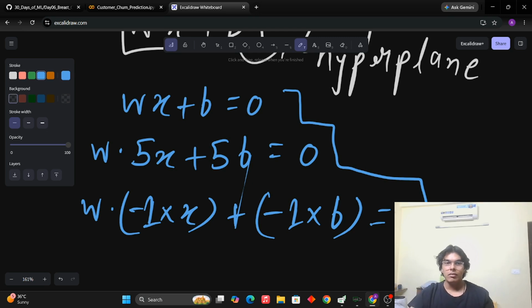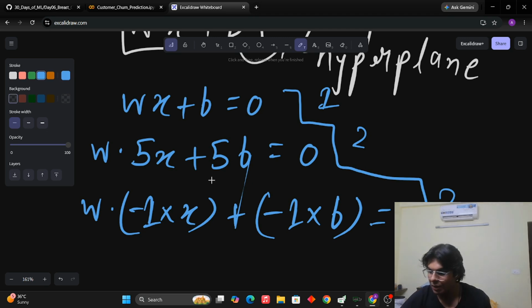The point that I am trying to make by doing these multiplications is that these three equations that I just did, this one, two, and three, are the same. Why are they the same? Because I've just multiplied the second one by 5 and the third one by -1. These equations are representing the same hyperplane that we are talking about.